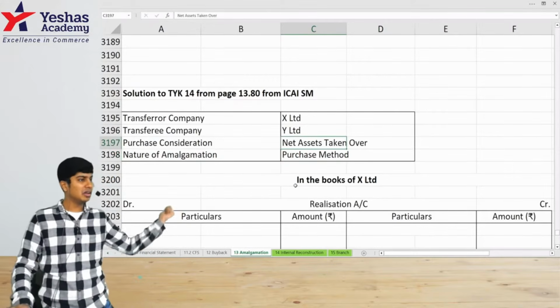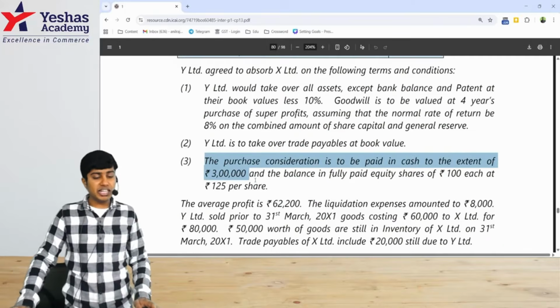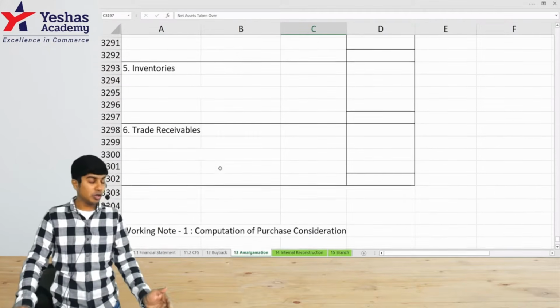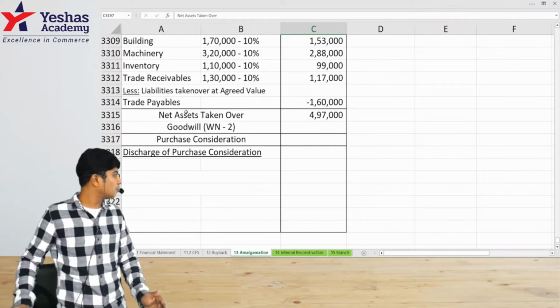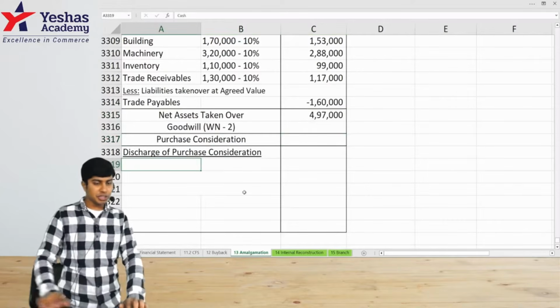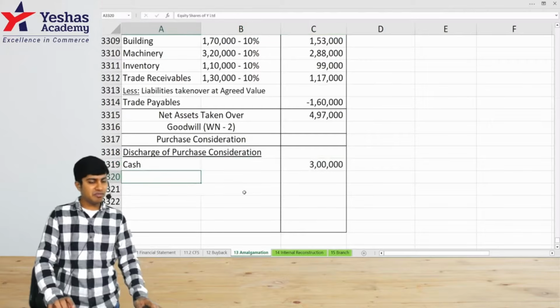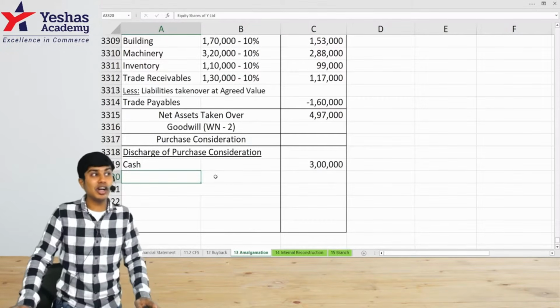Net asset taken over with some payment details being made available. And they've told how much cash will be given? 3 lakh. Right now I cannot close my NATO. Sorry, I've closed my NATO. I cannot close my PC computation because to NATO of 4 lakh 97, I have to add goodwill, only then I'll get PC. Once I find this PC, I'm going to distribute it in cash to the extent of 3 lakh. But they have not given the balance.